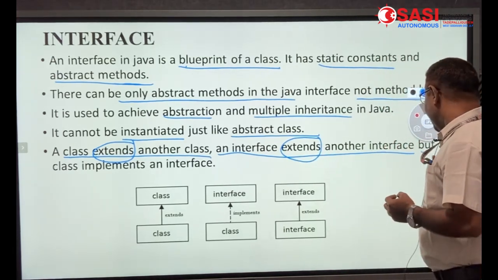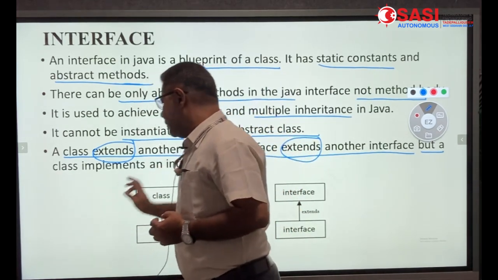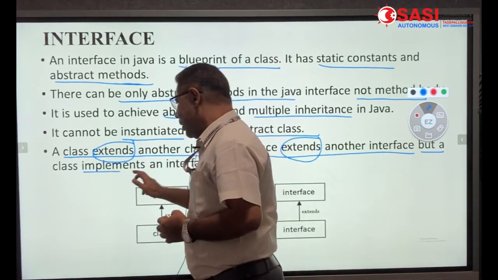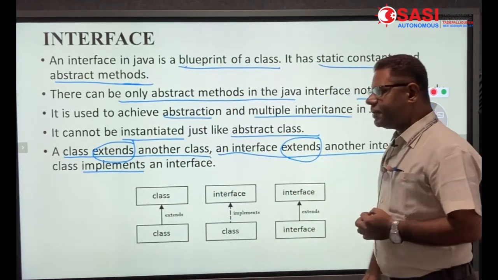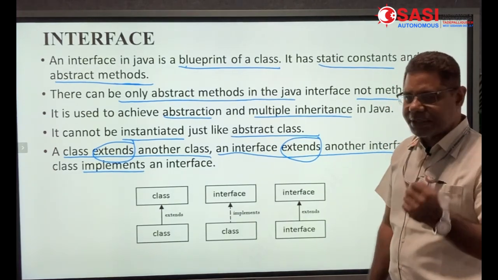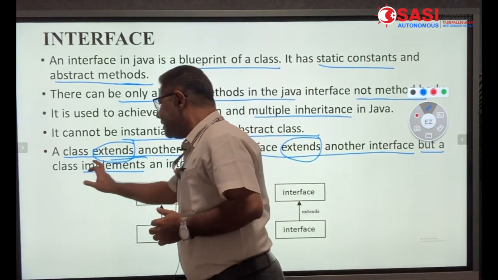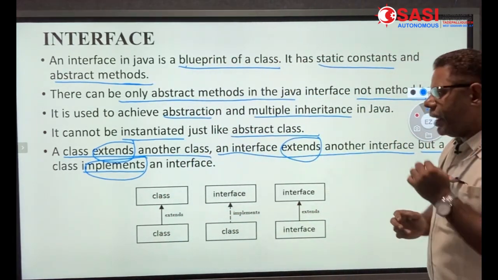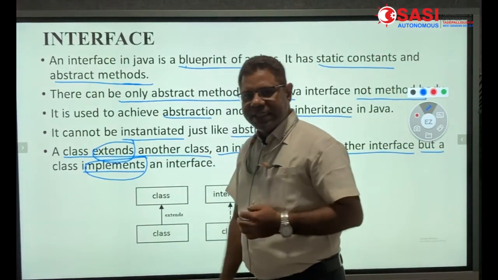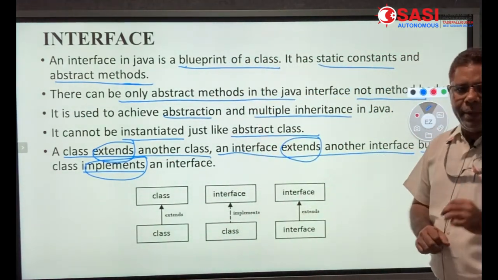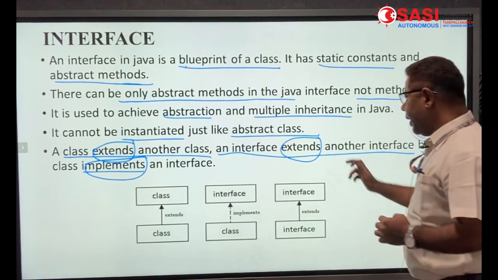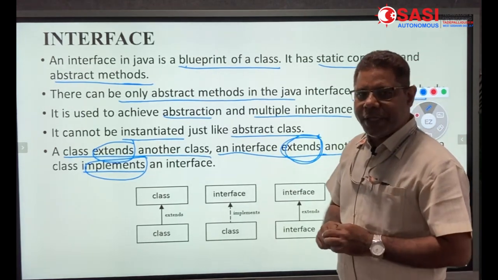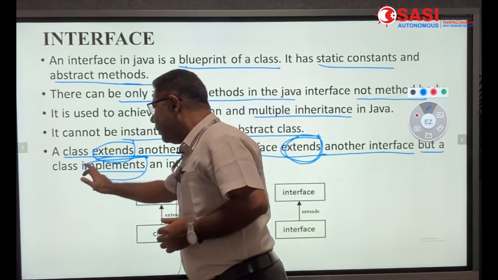Similarly, a class uses the properties of an interface using the implements keyword. That means the interface properties can be used in a class using the implements keyword. So one class's properties can be used in another class using extends. Similarly, one interface's properties can be used in another interface using extends, and the interface properties can be used in a class using the implements keyword.